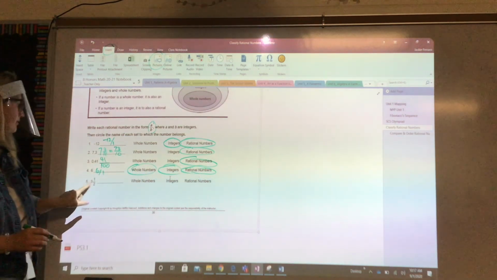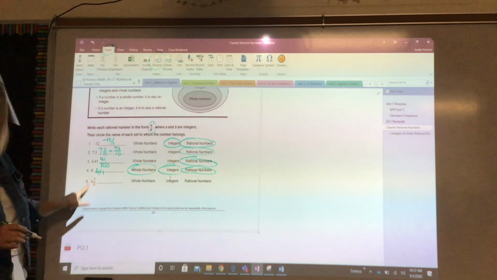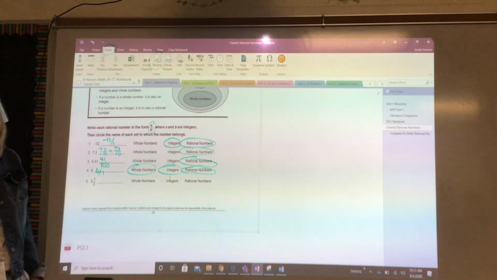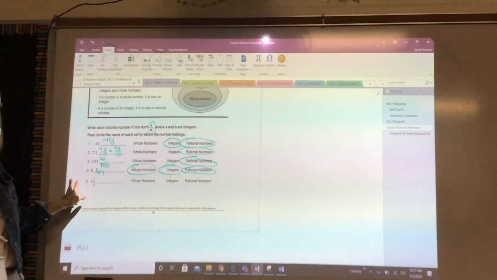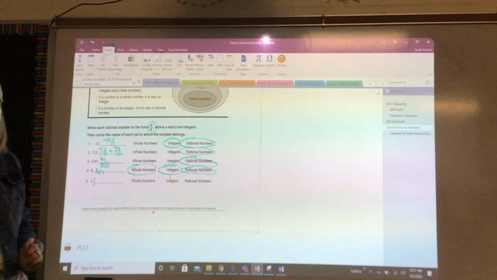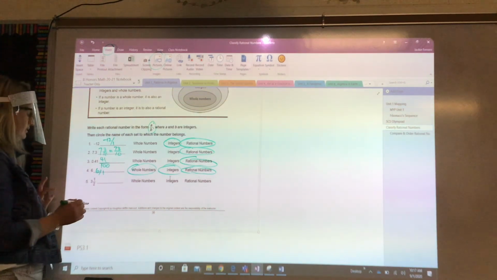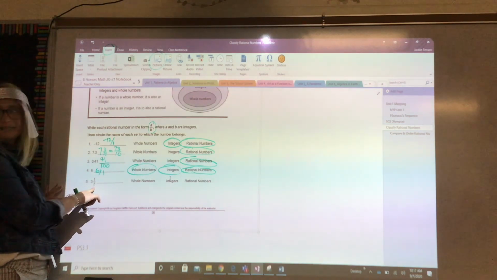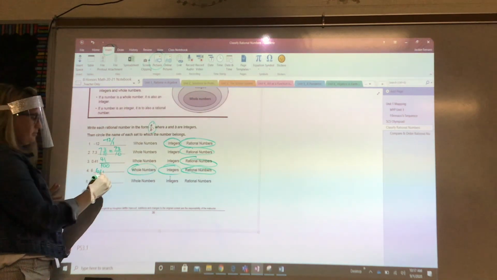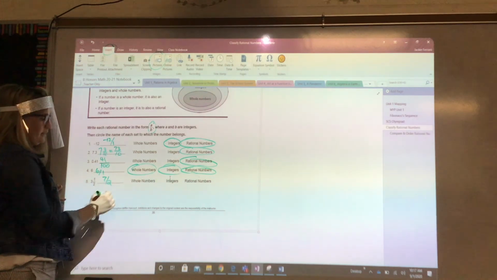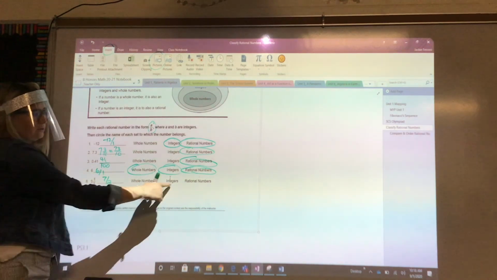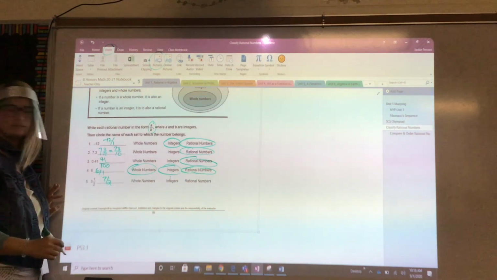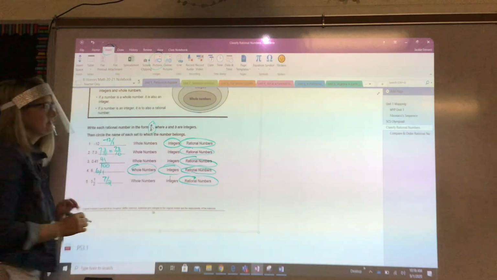Okay? What about 3 and 1 over 2? How do I make that from a mixed number into a fraction, Matthew? You would multiply 3 by 2, and you get 6, plus 1, so it'd be 7 over 2. And 7 over 2, is that a whole, integer, or rational? Rational. It is just rational.